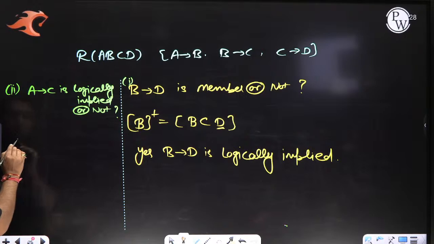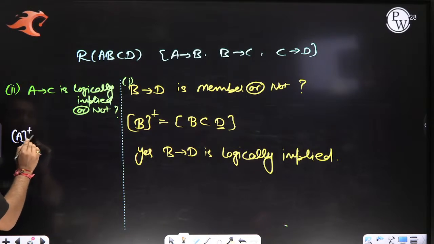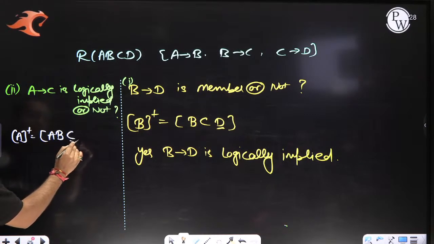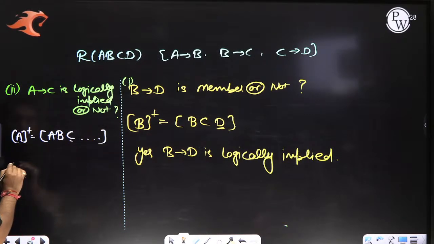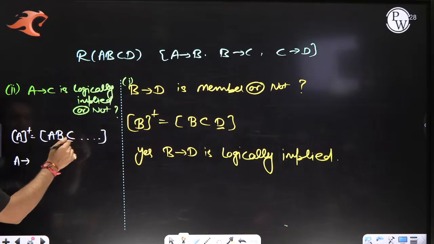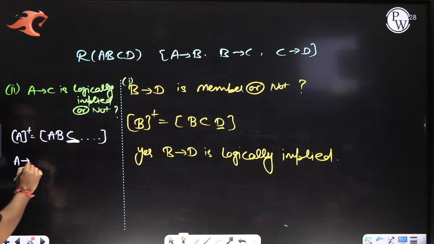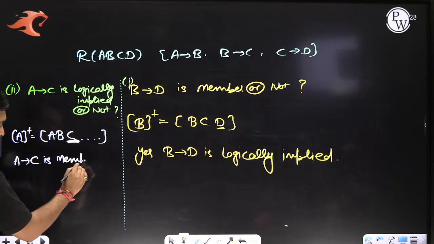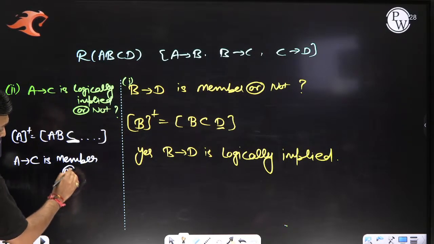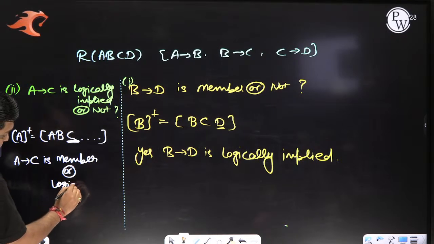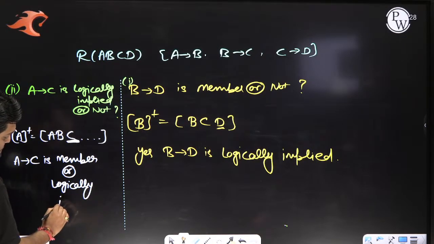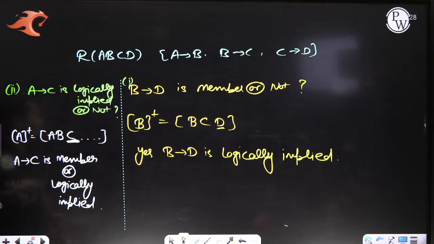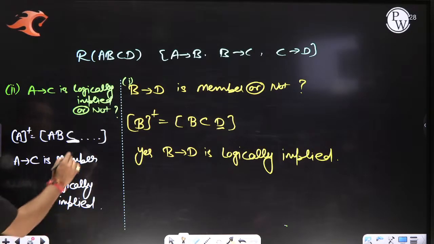What you have to do? Just take the closure of what happened. A blah blah blah. Whatever remaining, no need to write. Just getting C. Yes, A tends to C is a member or logically implied. The closure is A, B, C, D.